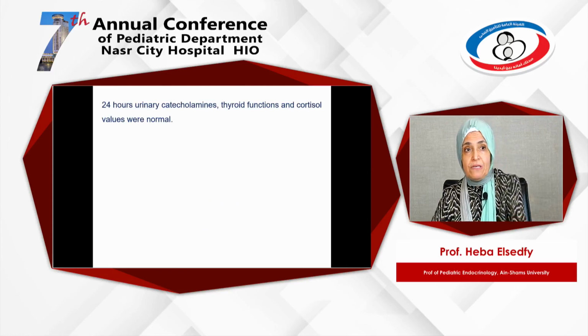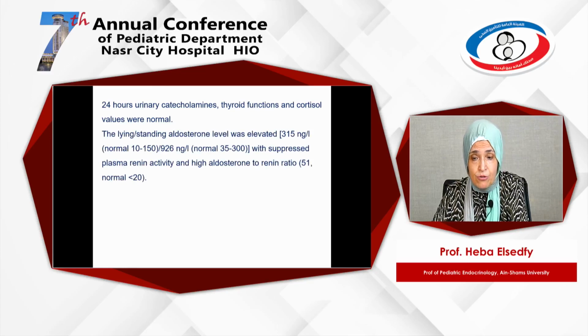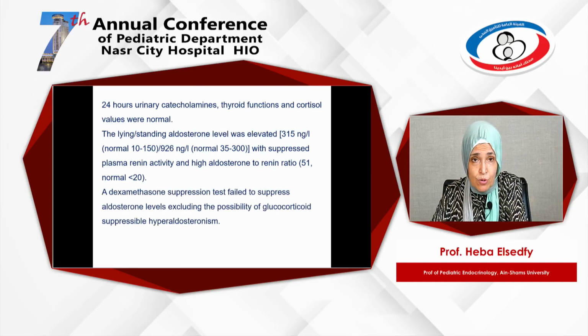Because of the severe hypertension, the first thing that comes to mind is a pheochromocytoma. So 24-hour urinary catecholamines were done and were normal. Thyroid functions and cortisol values were normal. Then we proceeded to do the aldosterone level, which was elevated, and renin was suppressed, and the plasma aldosterone to renin ratio was 51, which normally is below 20.